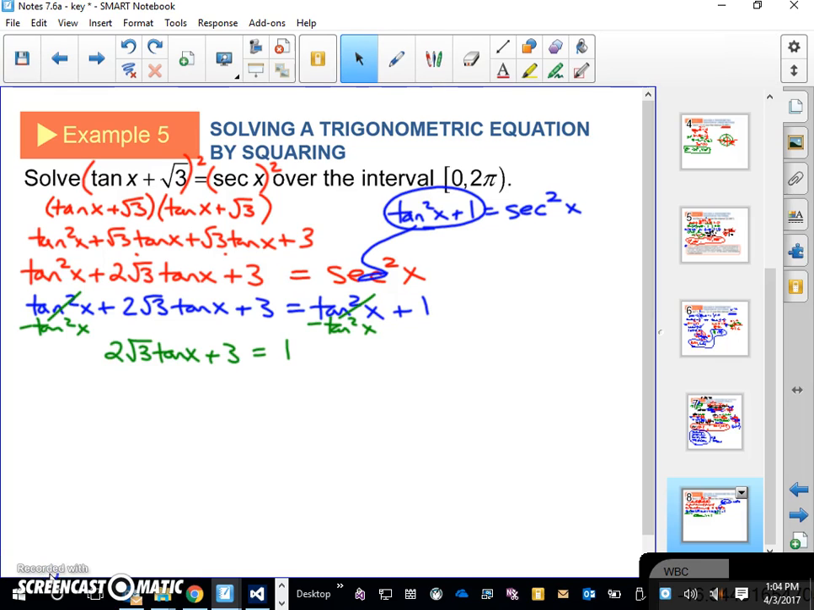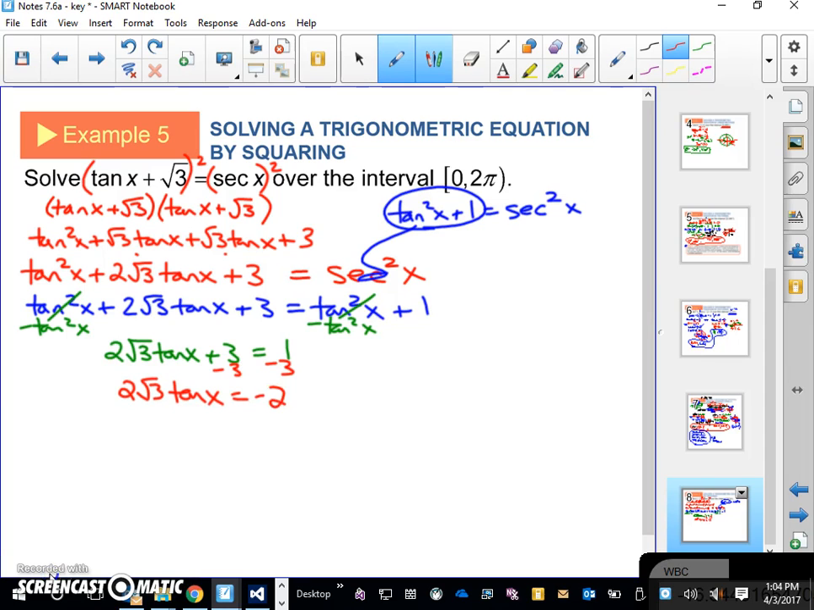Got a new equation. How many variable terms in this equation? Just 1, which is great. That's great news because when I only have one variable, then I can isolate. If you only have one variable, you'll be able to isolate this. And so let's do exactly that. We're going to subtract 3. That says 2 square root of 3 tangent x equals negative 2.